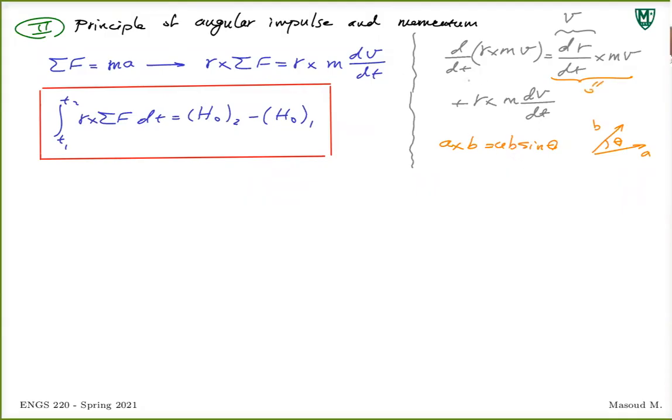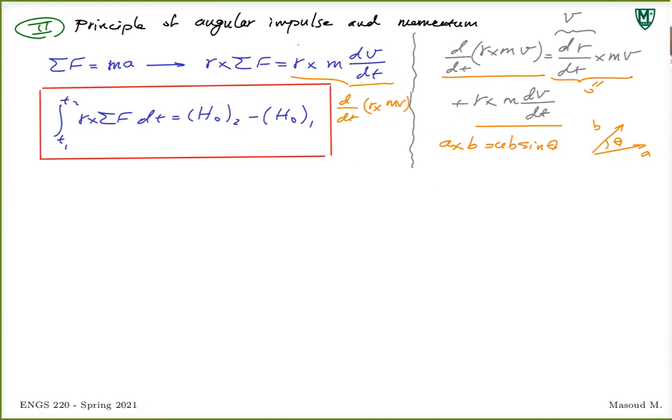So d/dt, right here, R cross MV is equal to R cross M dV/dt. So I can replace this right here with d/dt of R cross MV. If I do that, you take dt to the other side: the left side becomes R cross F dt, or summation of forces dt, and the right side becomes d of R cross mv, right?